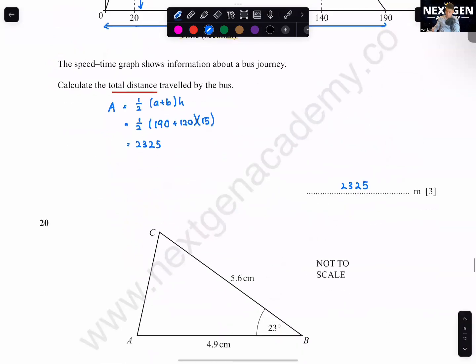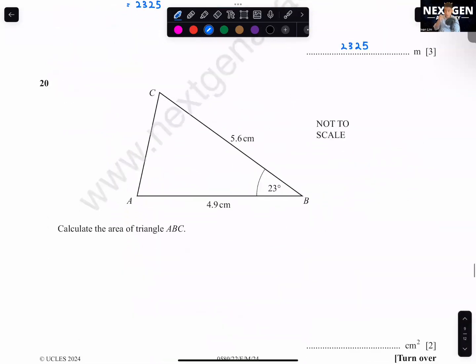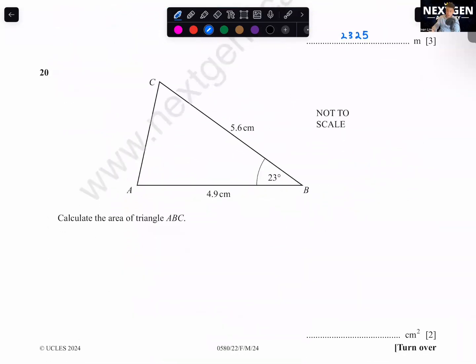Next one. Calculate the area of triangle ABC. Triangle got two formulas. One formula is half times base times height, if you got the right perpendicular height. But in this case, this one, we call it the crocodile mouth. You can see the crocodile mouth. Cos rule. Hey, are you sure? Area of the triangle. Okay, we don't use cos rule.